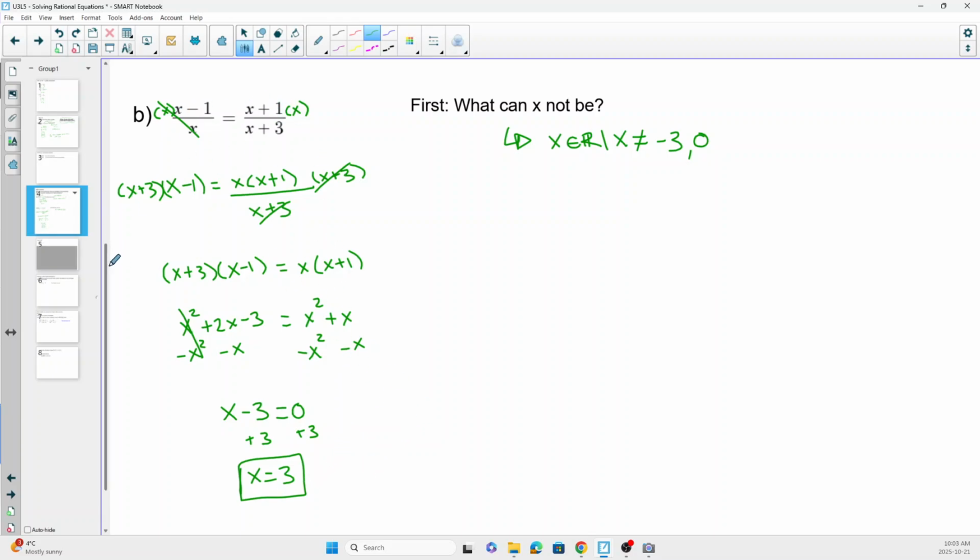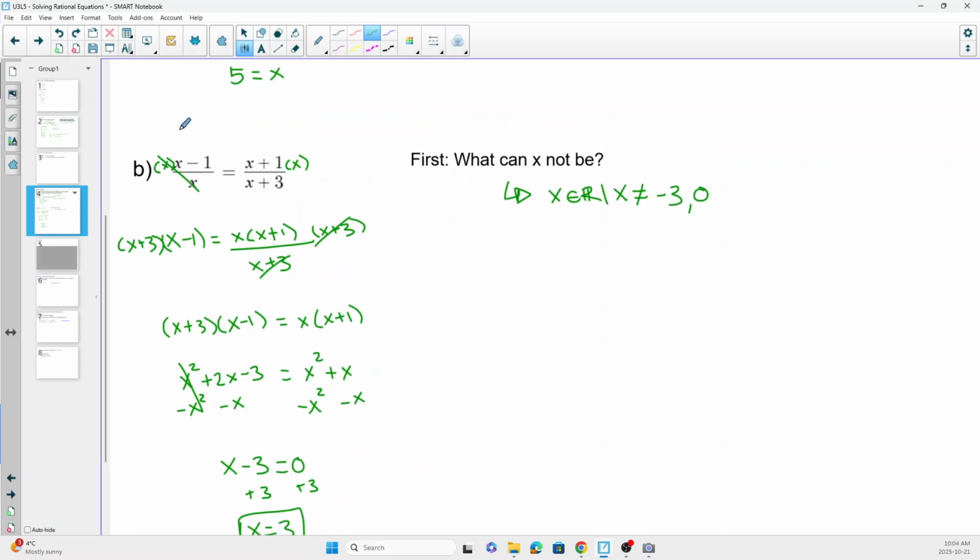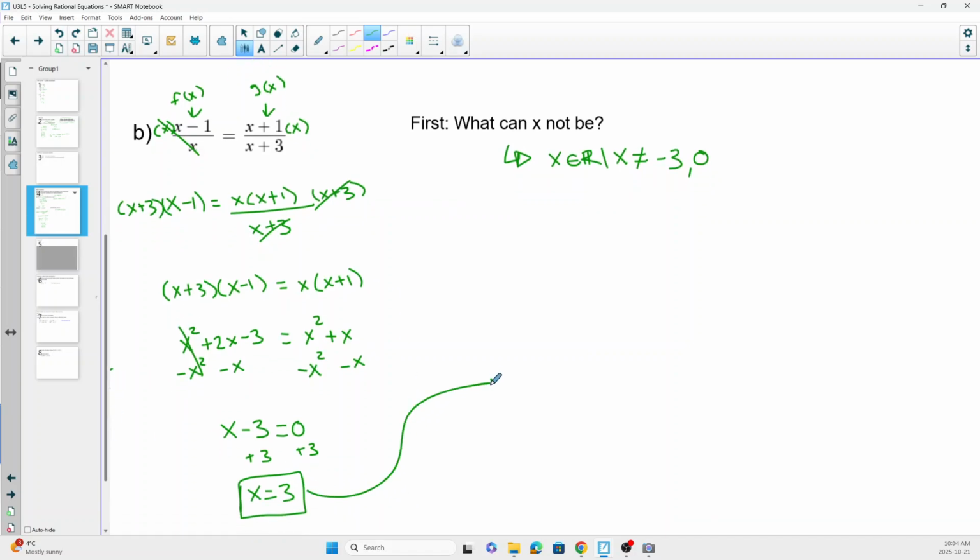If we wanted to go back here, and let's call this function f at x, just to make the solution easier, and let's call this function g at x, we could then say, therefore, f at x, you could say two things.